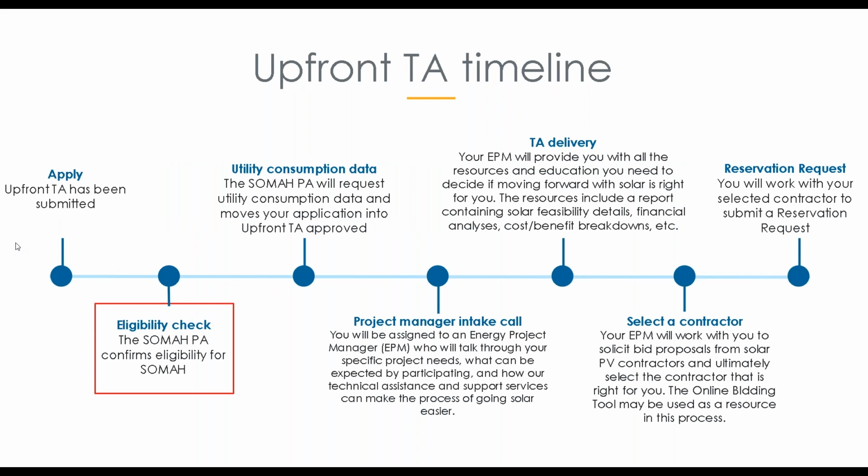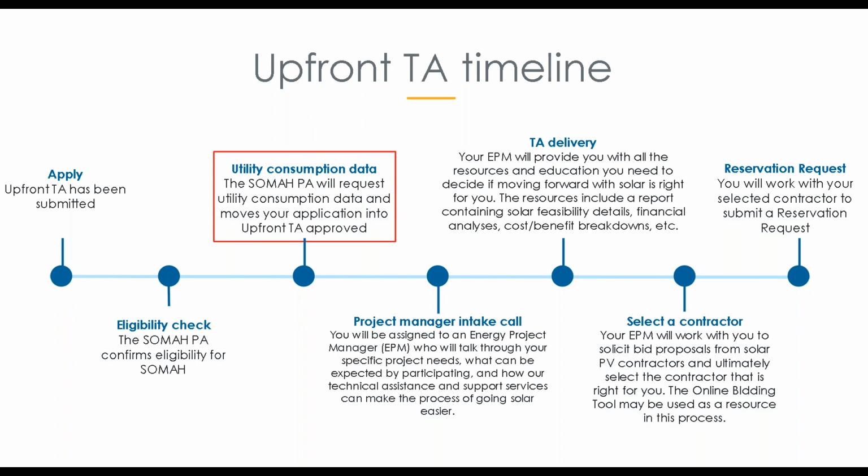Now, let's take a look at the Upfront TA timeline so you can know what to expect. After your application has been submitted, the SOMAH PA will review the information to verify the property is eligible for the program. Next, the SOMAH PA will request utility consumption data and move your application into Upfront TA approved.